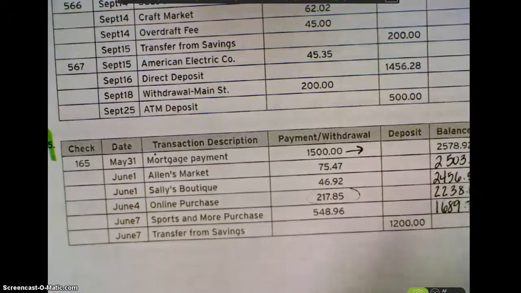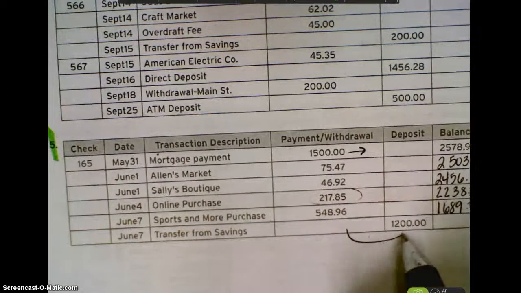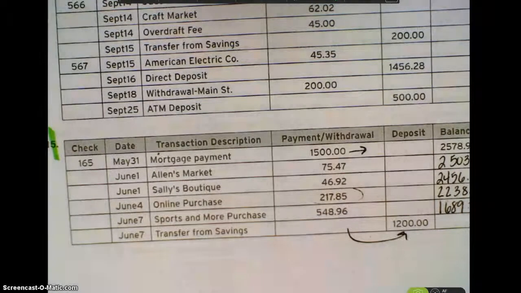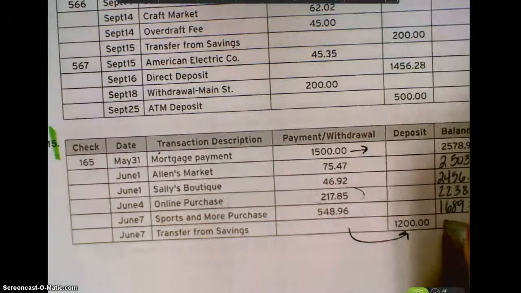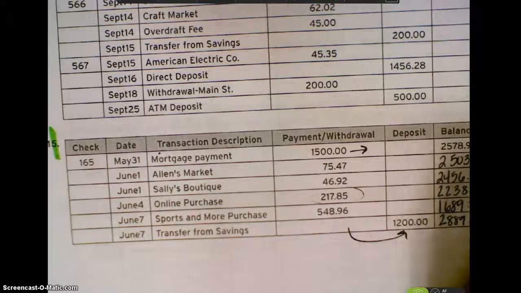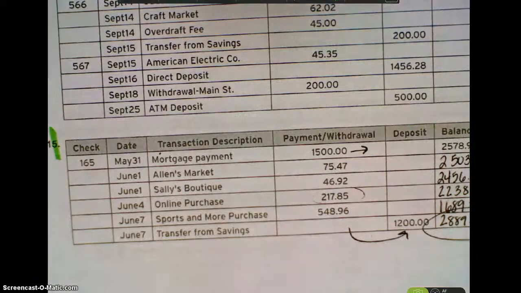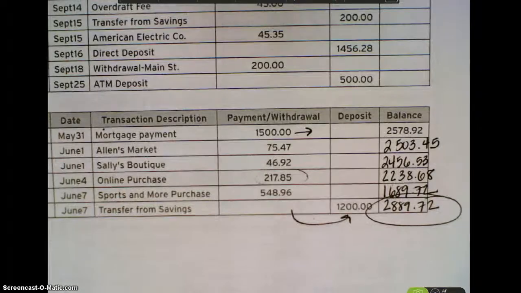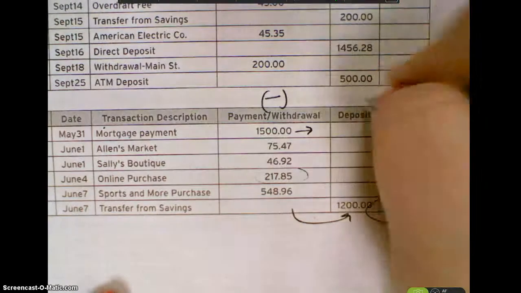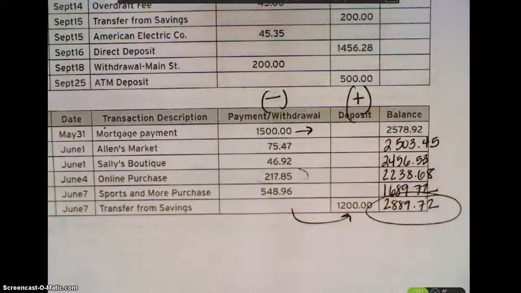$1,689.72. Then I transferred money from my savings account into my checking account. So I'm actually going to add in this $1,200, and that is going to bring my total up to $2,889.72. That would be my final balance. Oh, I'm sorry, y'all couldn't see the edge. We keep adding and subtracting based on a payment or a deposit. So payment or withdrawal, this is going to be a subtract. Deposit's going to be an add until we get to our final balance. That is how we would do a register.